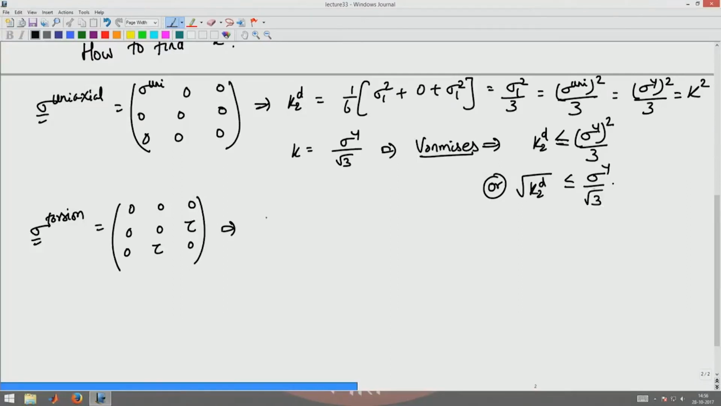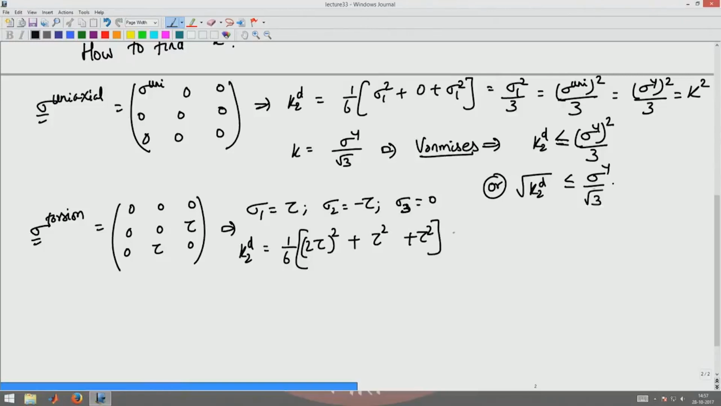Now, for this I know sigma 1 is equal to tau, sigma 2 is minus tau and sigma 3 is 0, right. Okay. Now, what happens then, k to d becomes 1 by 6 times 2 tau whole square plus tau square plus tau square, which will be tau square. Okay. Now, this has to be less than or equal to kappa square, which is sigma y square by 3.